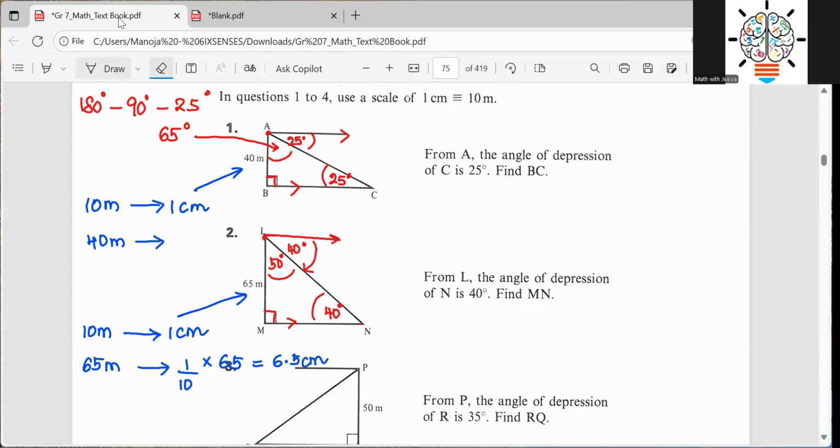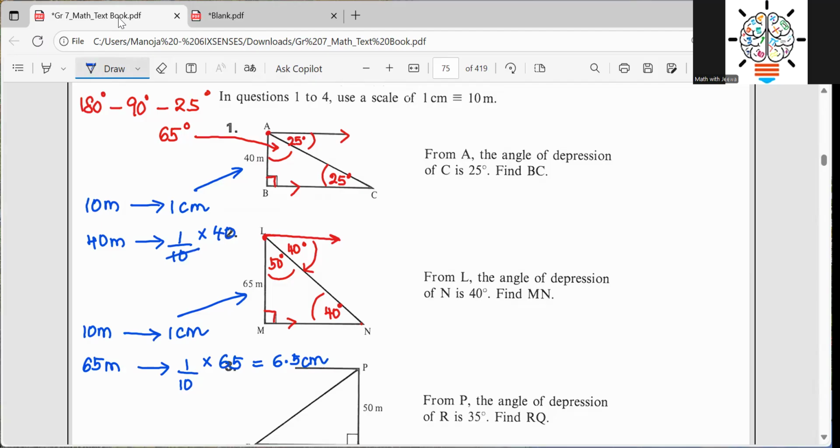The earlier calculation I couldn't show you, no? So this is the same thing we do. 1 over 10 multiplied by 40, 10 times 1, 10 times 4. That is how it came to 4 centimeters. Similar to that, I do the same thing. 65 times 1 is 65. 65 divided by 10 is 6.5. Now I have all the information with me.